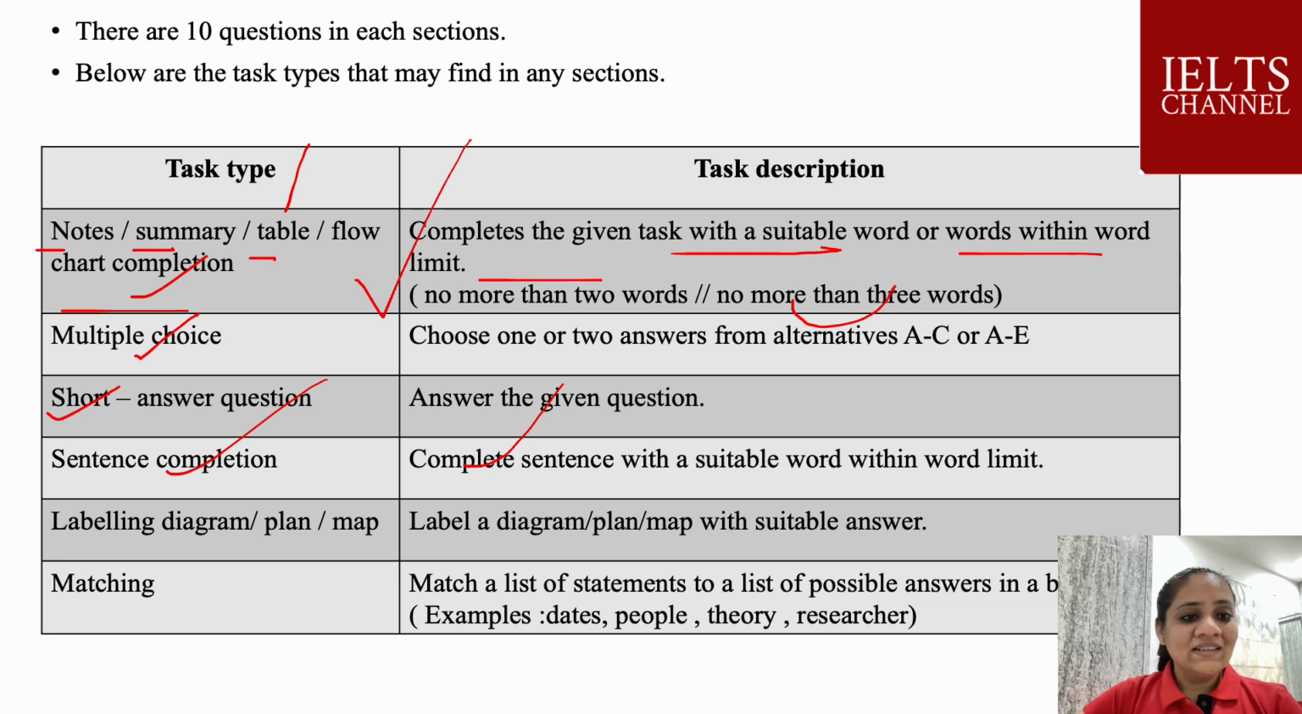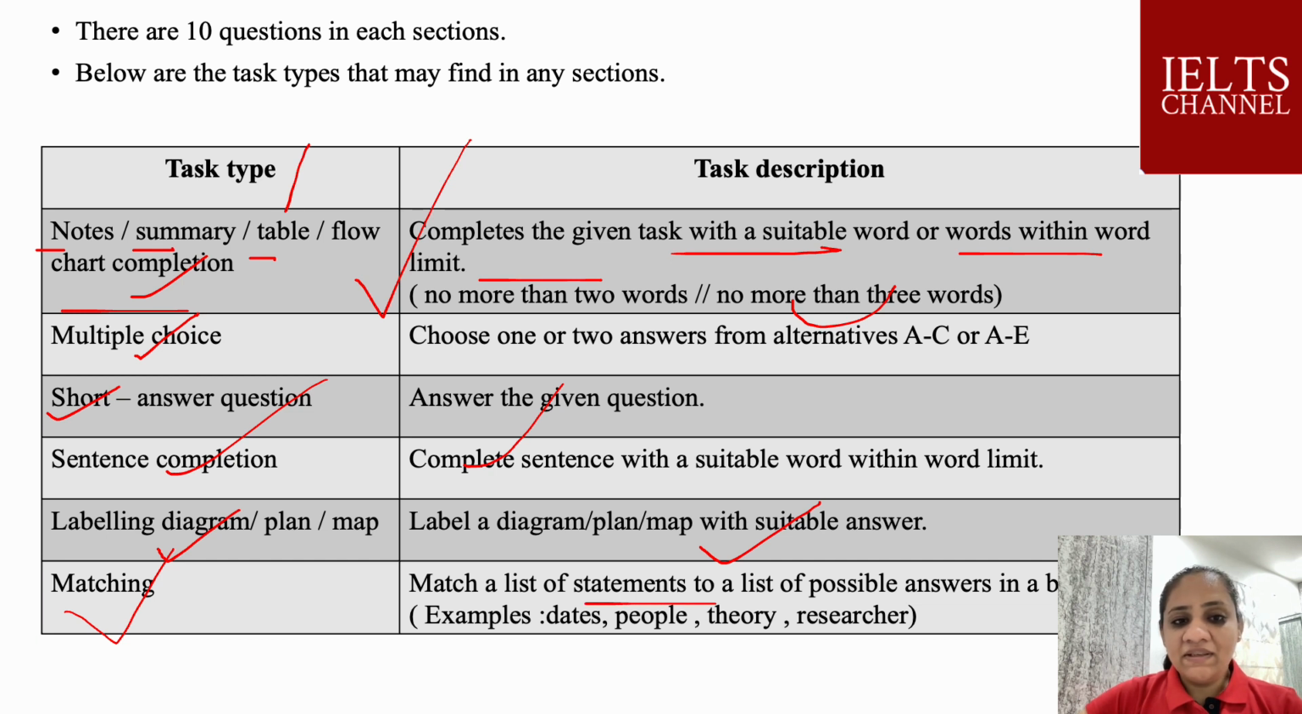Now next is labeling the diagram, plan and the map. Here, whatever the diagram or map you are given, certain blanks are given, sometimes alphabets are given. So with the help of the given information, you have to choose the suitable answer. When we solve it together, you will have a clear idea about how to label the diagram, how to solve the plan, how to solve the map. Okay, let's see the matching one.